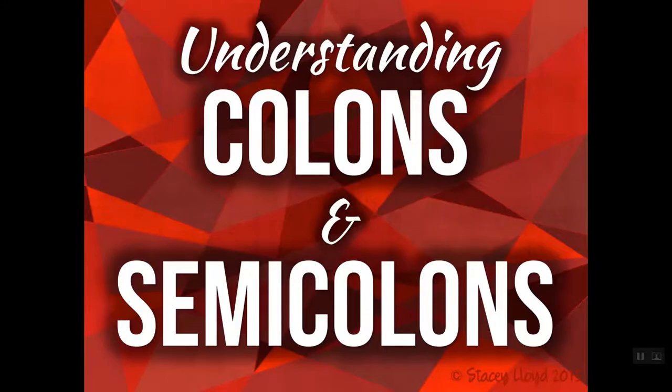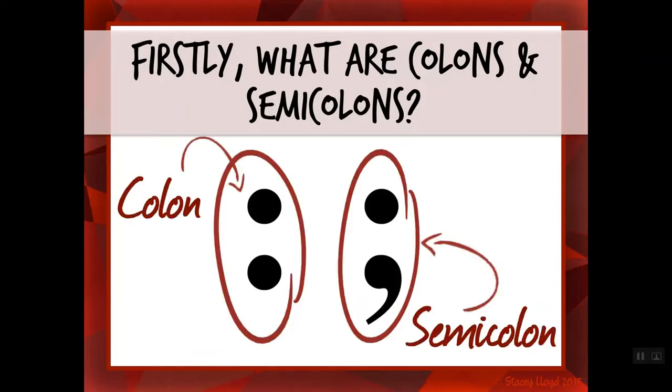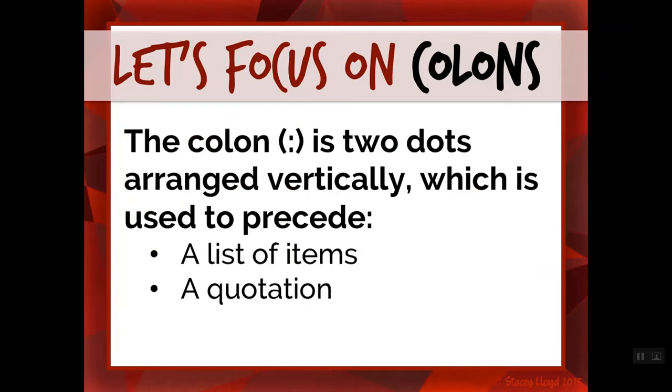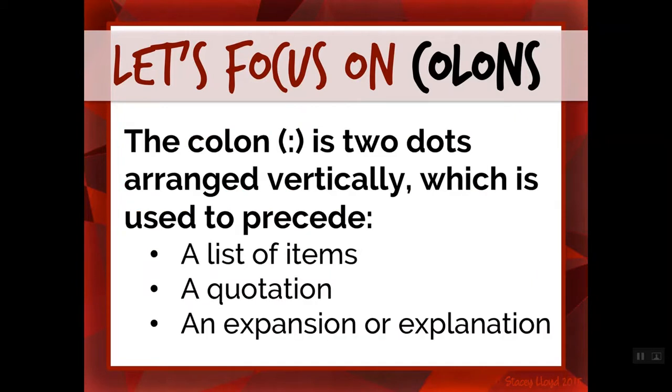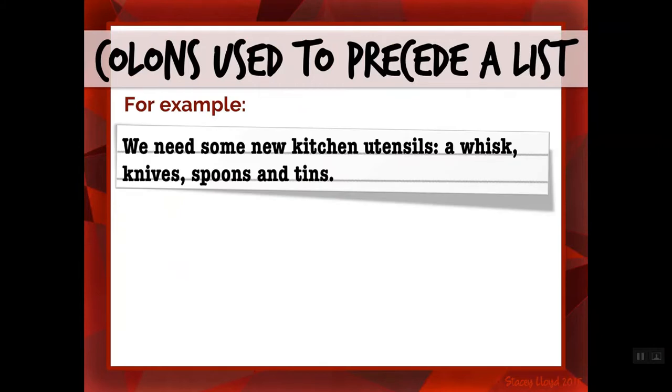Understanding colons and semicolons. Firstly, what are colons and semicolons? That's them. Colon, semicolon. Colons. The colon, two dots arranged vertically, is used to precede a list of items, a quotation, an expansion or explanation. Colons used to precede a list: We need some new kitchen utensils: a whisk, knives, spoons, and tins. No Oxford comma there. You can use an Oxford comma or not when you're using a colon. In this particular case, the person didn't. Just be consistent with the Oxford comma before preceding the and.